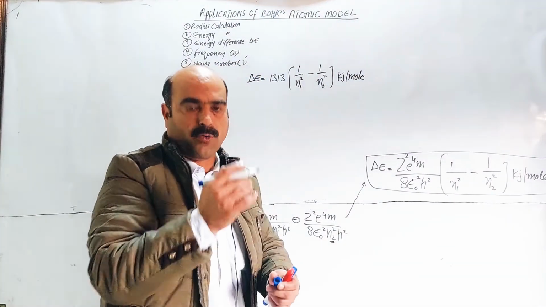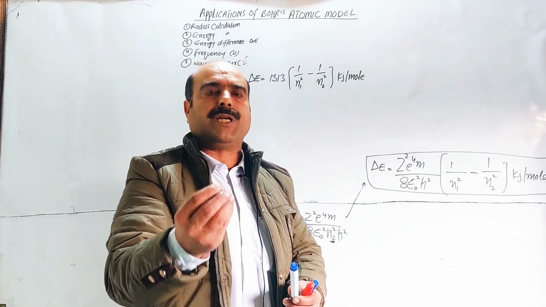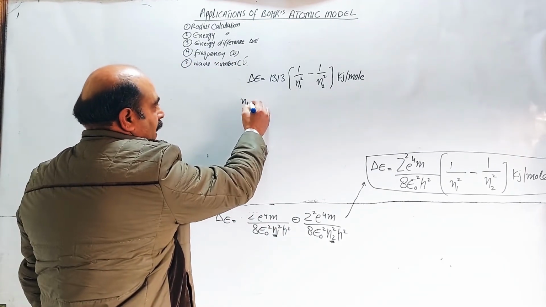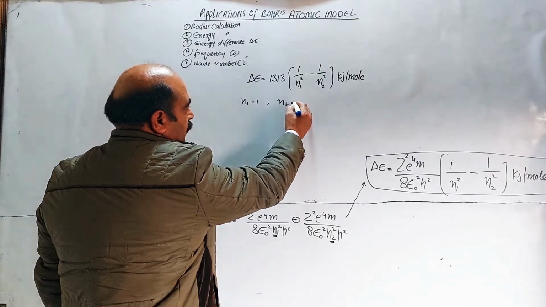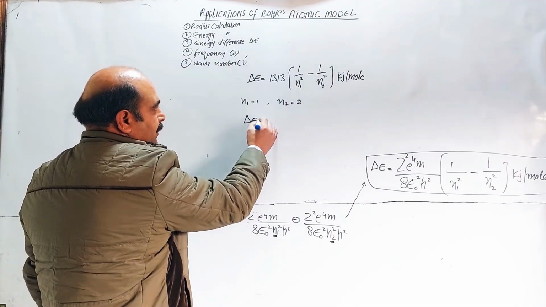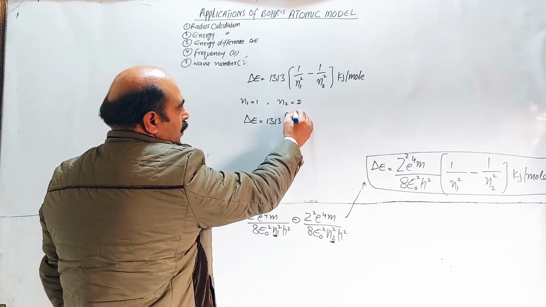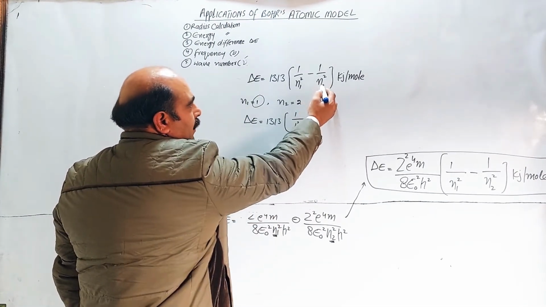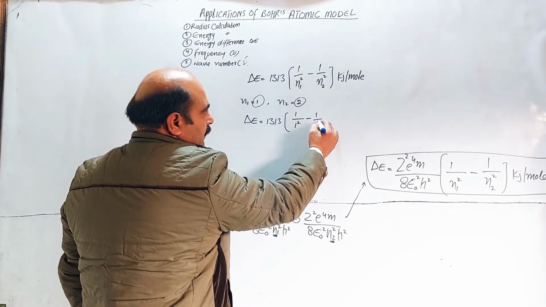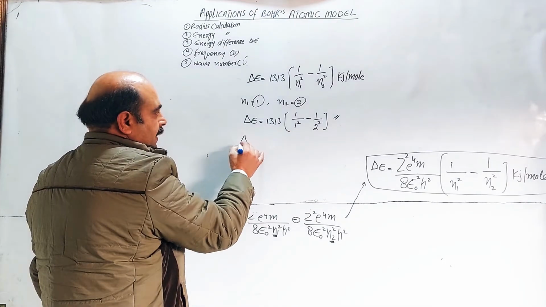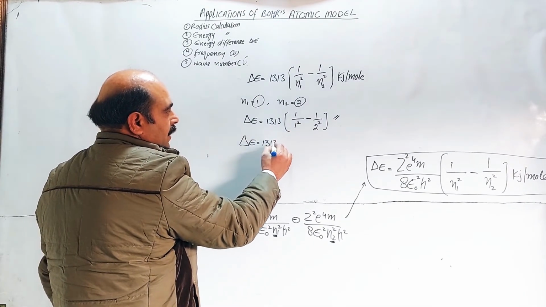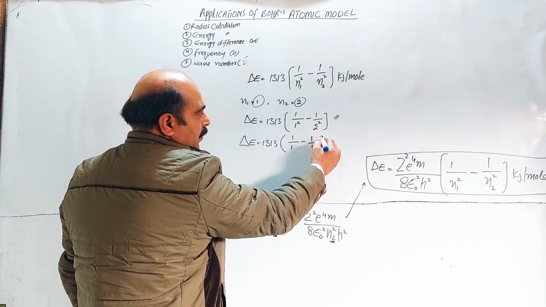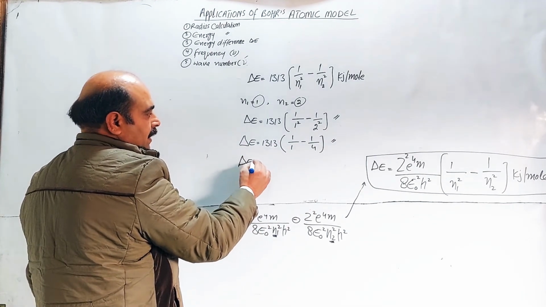Let us apply it to an example. First, calculate the energy difference between the first and second orbit. n1, the lower orbit, is 1, and n2, the higher orbit, is 2. Now delta E is equal to 13 into 1 over n1 square minus 1 over n2 square. n1 value is 1, so 1 square, and n2 value is 2, so 1 over 2 square, in kilojoule per mole. Delta E is equal to 13 into 1 over 1 square, which equals 1, minus 1 over 2 square, which equals 4, in kilojoule per mole.